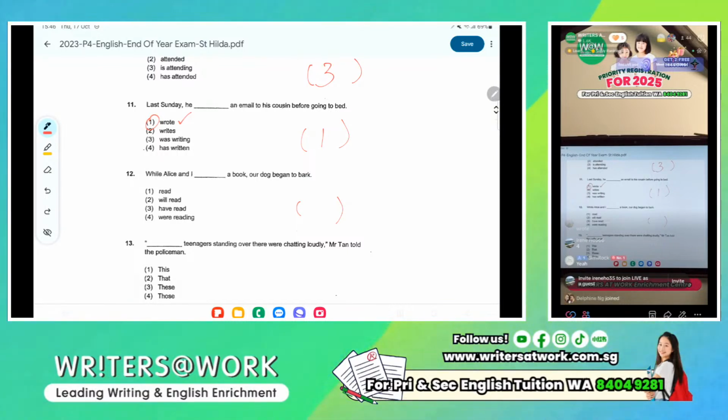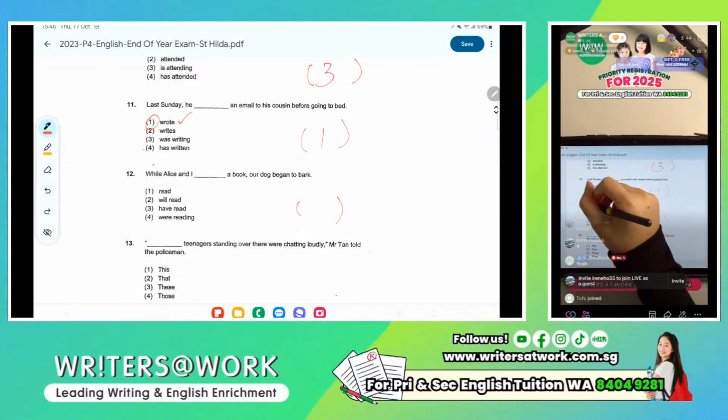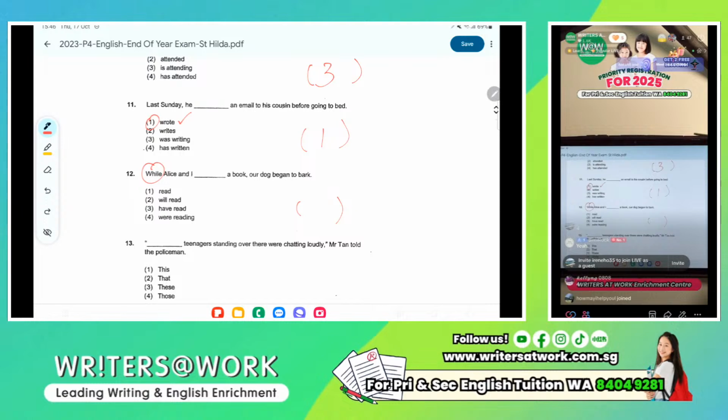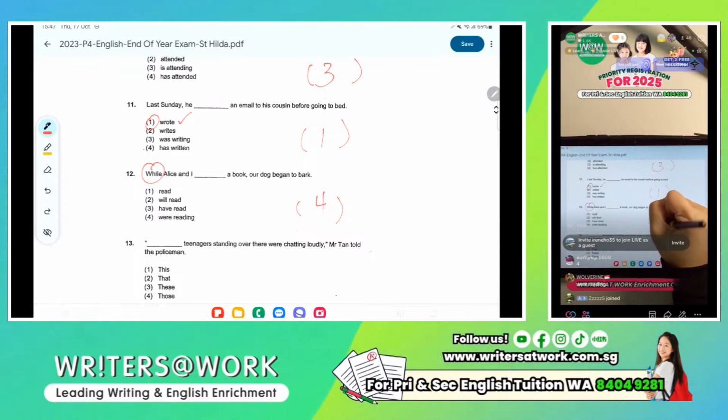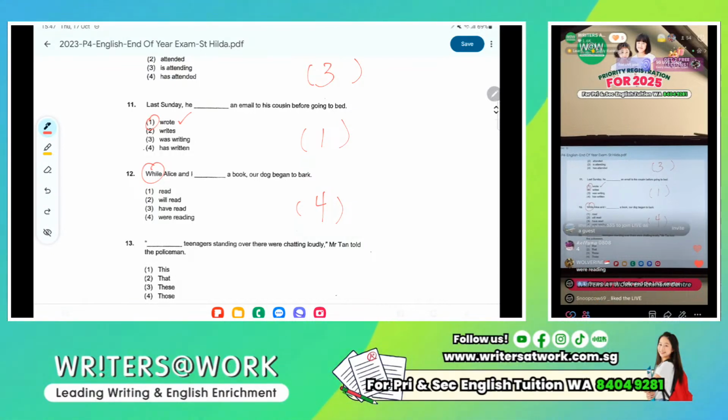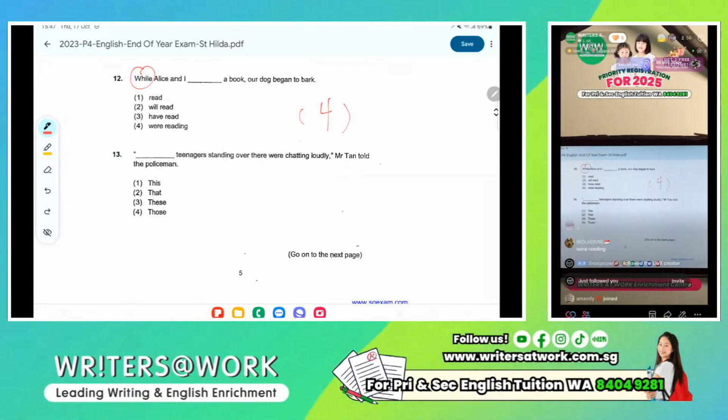While Alice and I blank a book, our dog began to bark. So while, this is continuous tense. While is continuous. Okay, while Alice and I were reading. Yes, Wolverine SG, that is correct. We were reading a book. So what would the answer be for question 13?